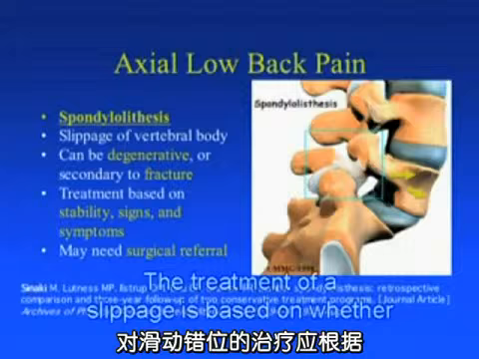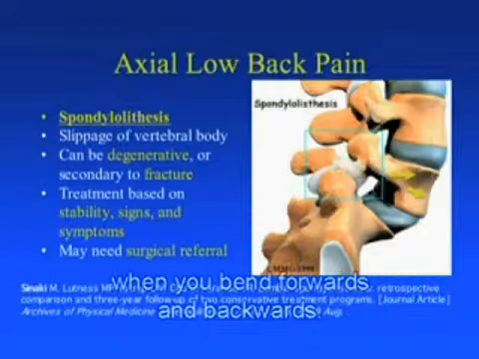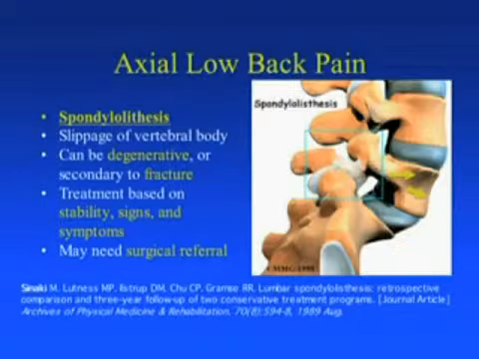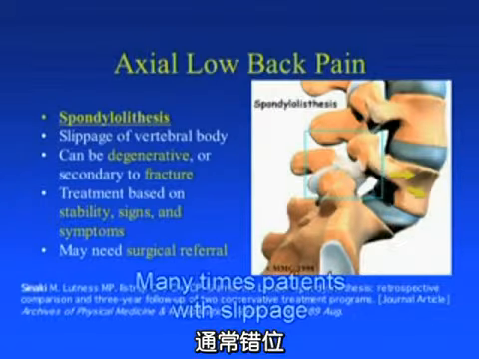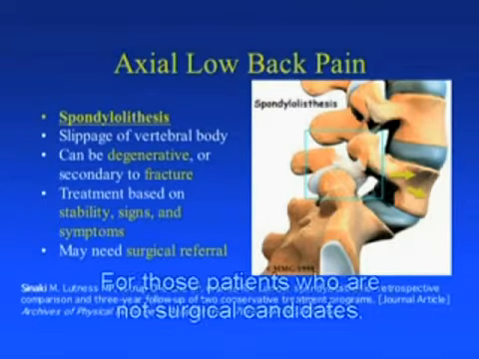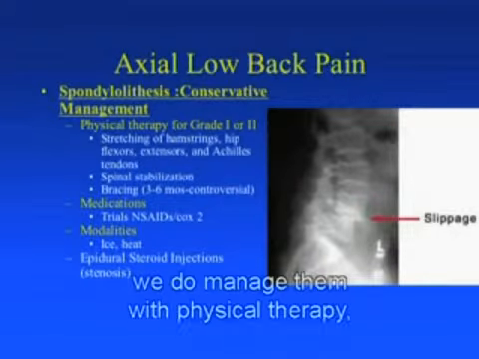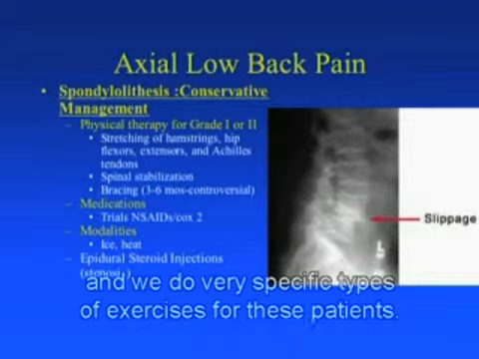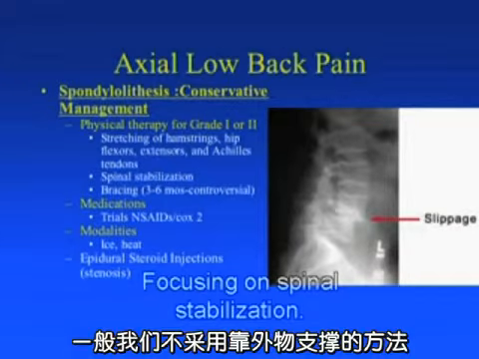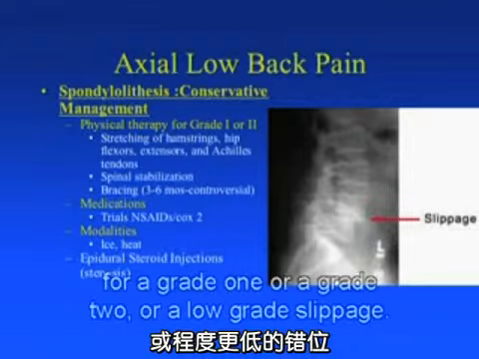The treatment of a slippage is based on whether or not the slippage is stable when you bend forwards and backwards, the signs that you have, weakness, and the symptoms. Many times, patients with slippage or spondylolisthesis will need a surgical referral. For those patients who are not surgical candidates, we do manage them with physical therapy. We do very specific types of exercises for these patients, focusing on spinal stabilization. Bracing is something we don't normally do in our clinic for a grade 1 or grade 2 or a low grade slippage.